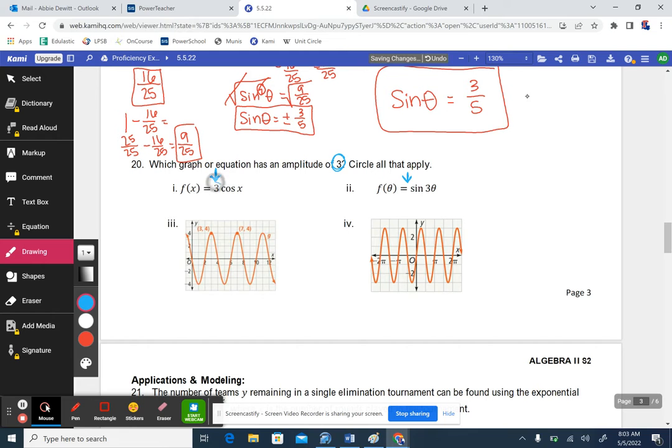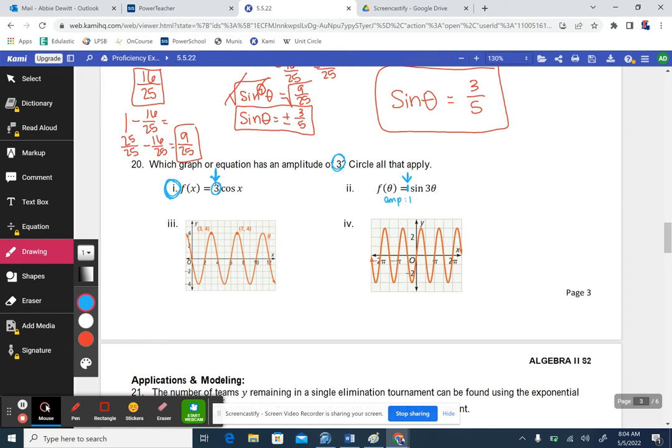So what is your amplitude for number 1? 3. So that's definitely 3. What's your amplitude for number 2? 1. So this would be an amplitude of 1, not 3. That's the easiest way. You're just looking for the number in front of sine or cosine.